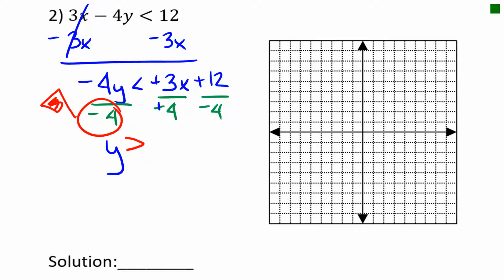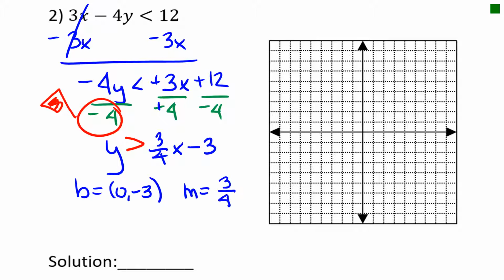A negative over negative is a positive 3 over 4x, and 12 divided by -4 is -3. Once I'm there, remember, I'm going to start with my y-intercept, 0, -3, and I'm going to identify my slope. Once the y is alone, it's the coefficient of x. 3 is positive up, 4 is positive right. So I'm going to start by graphing the y-intercept, 0, -3. Oh yeah, right there on the y-axis.